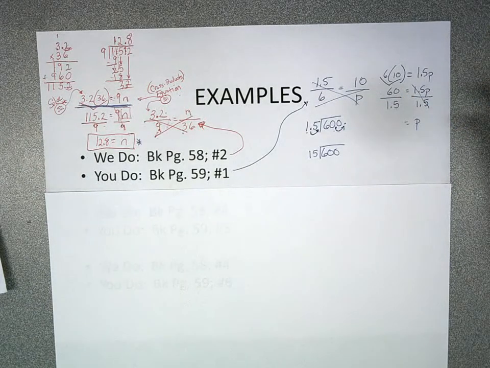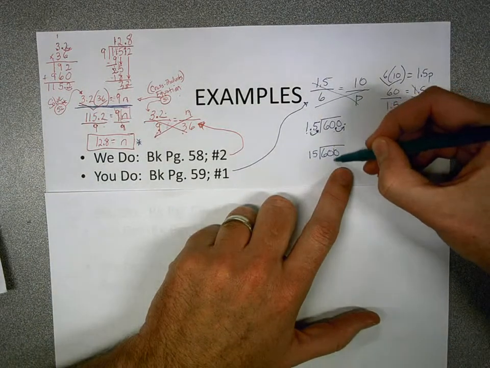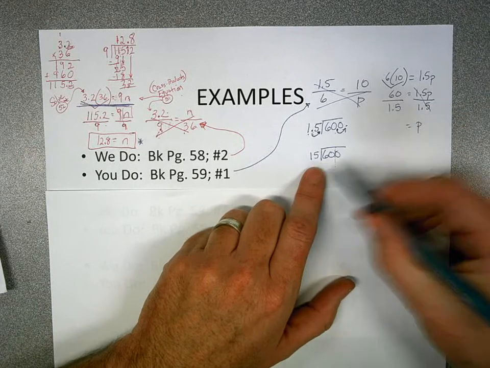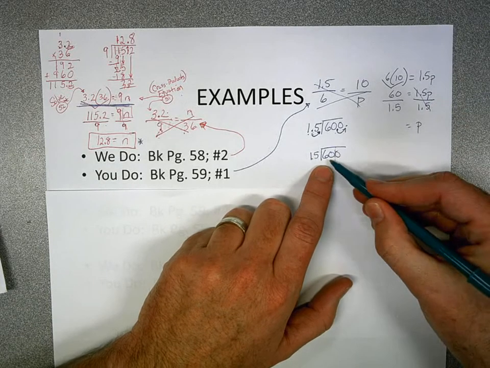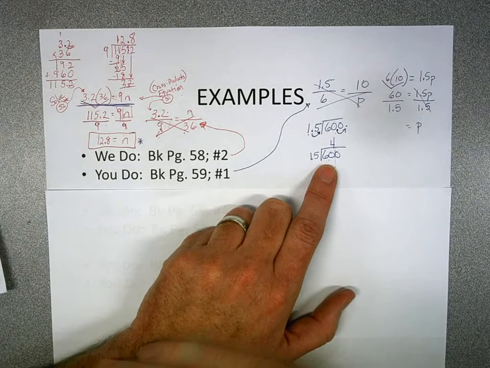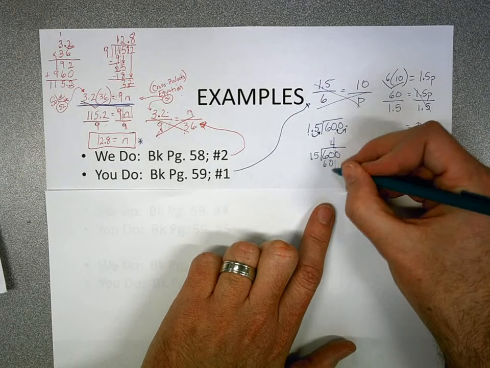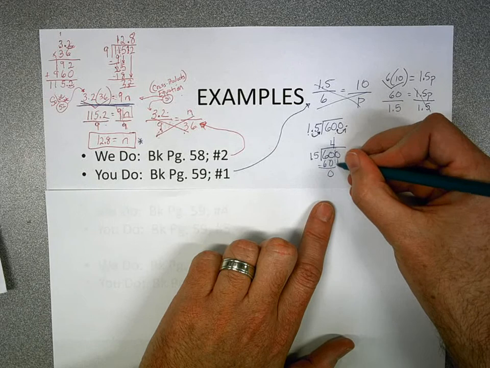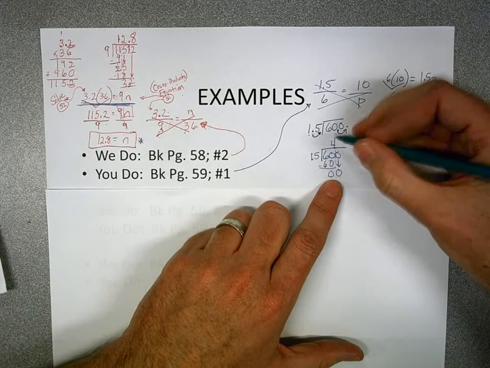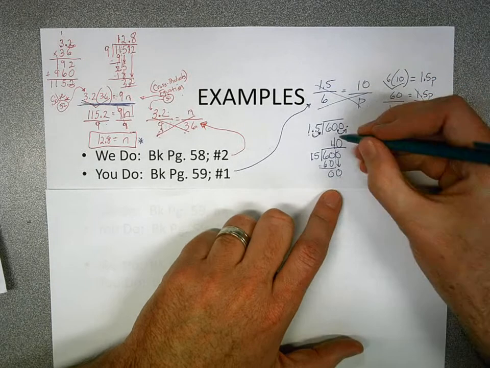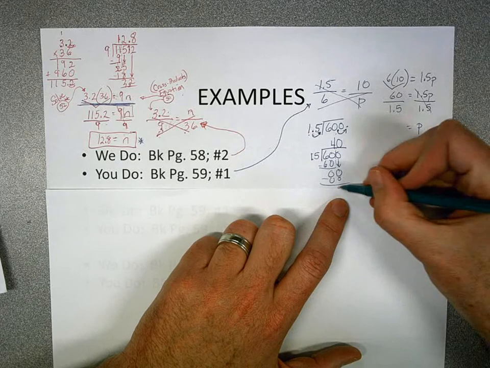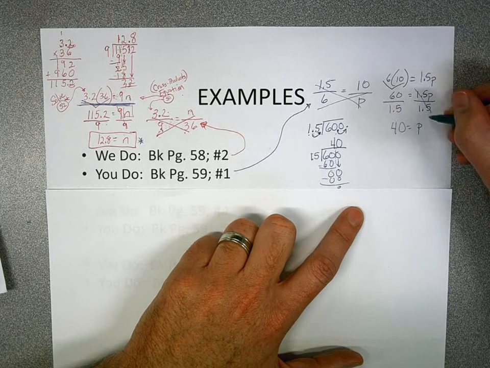Now, 15 can't go into 6, but it can go into 60. And we talked about this the other day. 15 goes into 60. Well, it's like having 15 minutes into 60 minutes, which is an hour. I know that there's 4 sets of 15 minutes in an hour. 4 times 15 is exactly 60. Now, be careful. Some of us forget to do this. When we bring a number down, we have to divide into it. So 15 goes into 0 just 0 times. 0 times 15 is 0. And our answer, ladies and gentlemen, P is equal to 40.